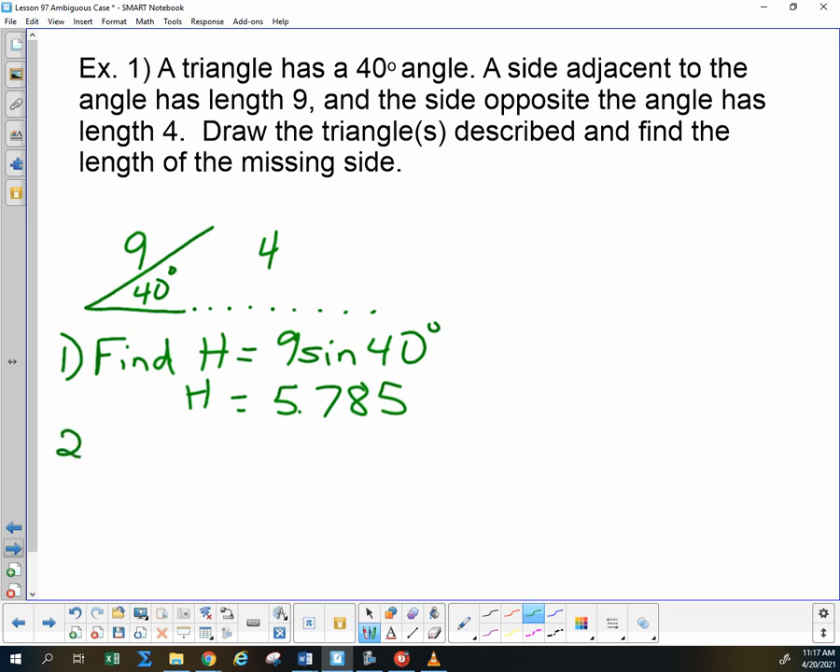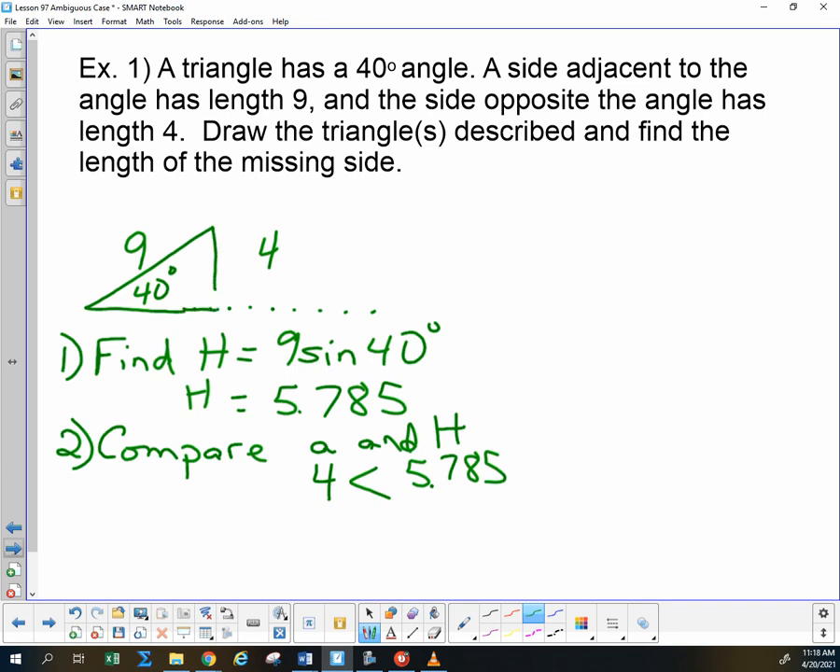So then the second thing that we had to do was to compare that opposite side, little a, and h. So we're comparing 4 and 5.785, and 4 is shorter. The shortest distance to close it and make it a triangle has to be 5.785, and we only have 4, so it is too short. So that means my picture would look like this. And then that means that no triangle exists. And as I said, these are the ones that you guys will like, because then you're done.